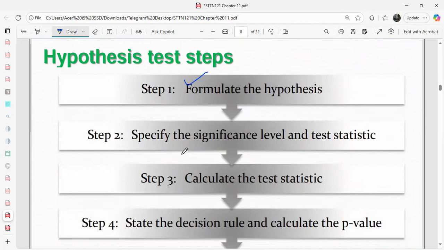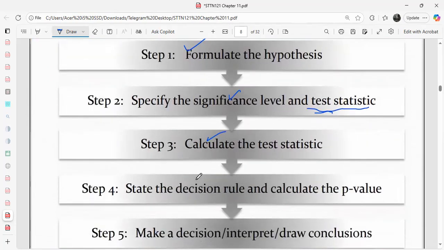Step two is when you specify the significance level. Remember, you'll be given the significance level as alpha, maybe 0.1, 0.05, 0.01. And you also write down the appropriate formula for the test statistic. On step 3, you substitute using the formula from step 2 and calculate the test statistic. Step 4 is when you state your decision rule and calculate the p-value. If the p-value is less than alpha, the significance level, then you reject the null hypothesis.